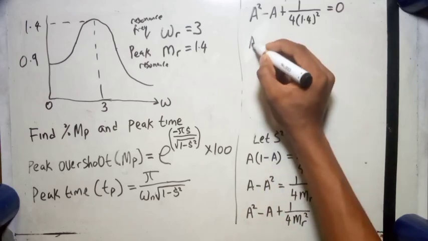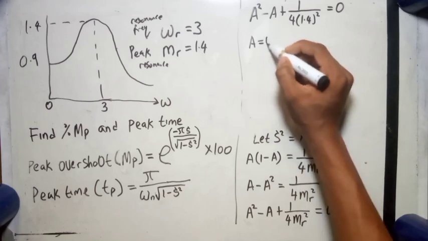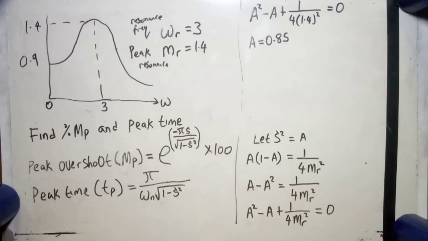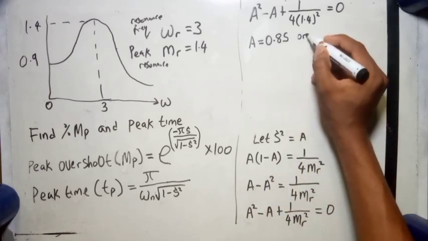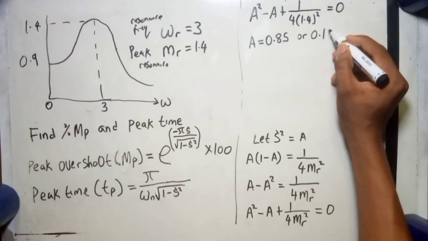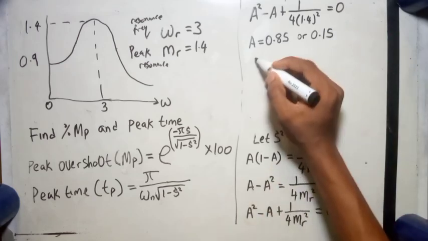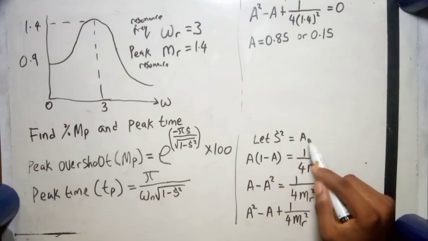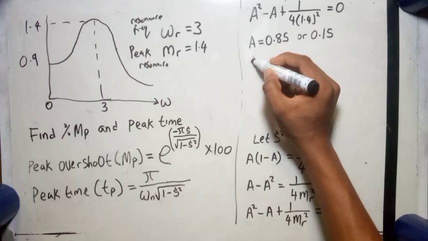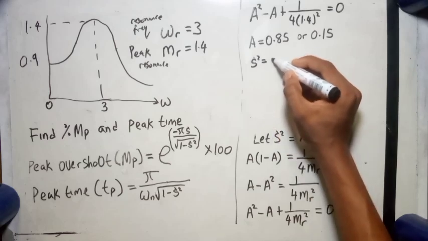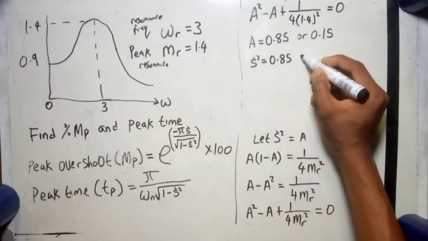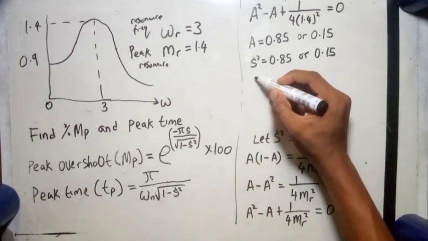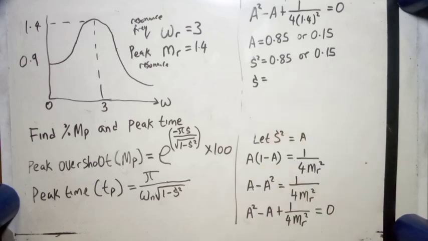So we have that our a is either 0.85 approximately or 0.15. Right? Now we also say that our zeta square is what? A. So substituting that there, we have that zeta square is equal to 0.85 or 0.15.